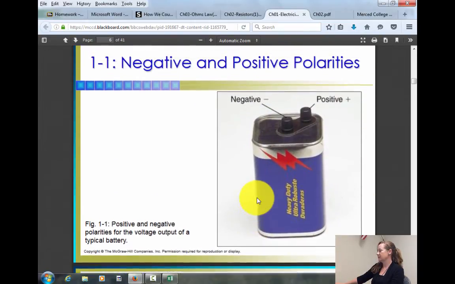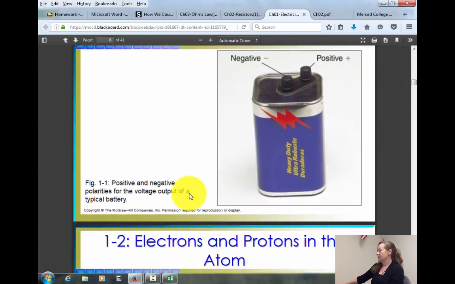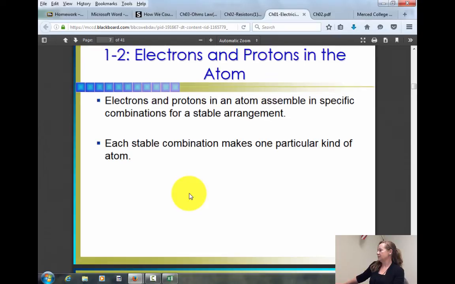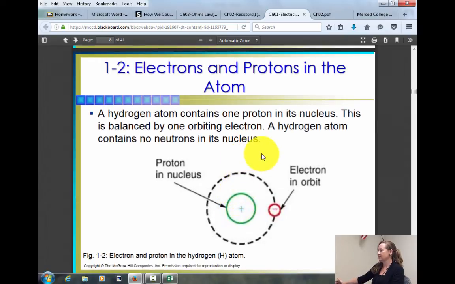And they show us a battery we're all familiar with. Electrons and protons in an atom assemble in specific combinations for a stable arrangement, and each stable combination makes one particular kind of atom. Such as, they gave us a hydrogen atom because it's the simplest atom to look at. It has 1 electron going around 1 proton. So it's in balance. They cancel each other out.